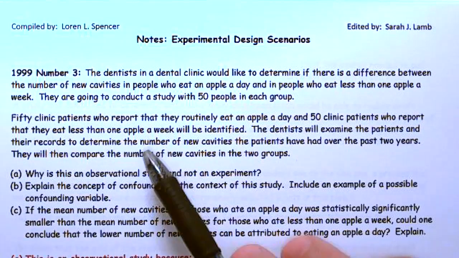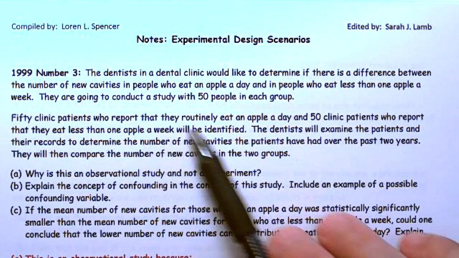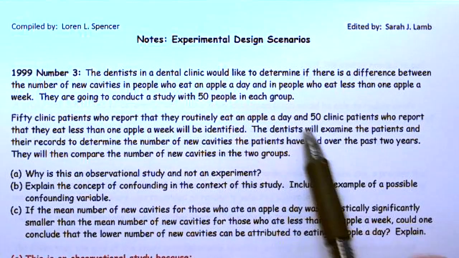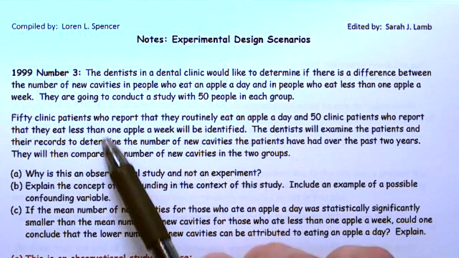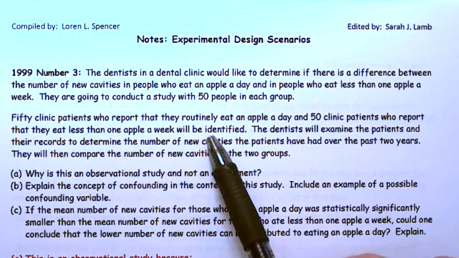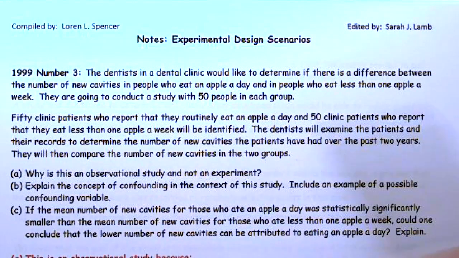50 clinic patients who report that they routinely eat an apple a day and 50 clinic patients who report they eat less than 1 apple a week will be identified. The dentist will examine the patients and their records to determine the number of new cavities the patients have had over the past 2 years.